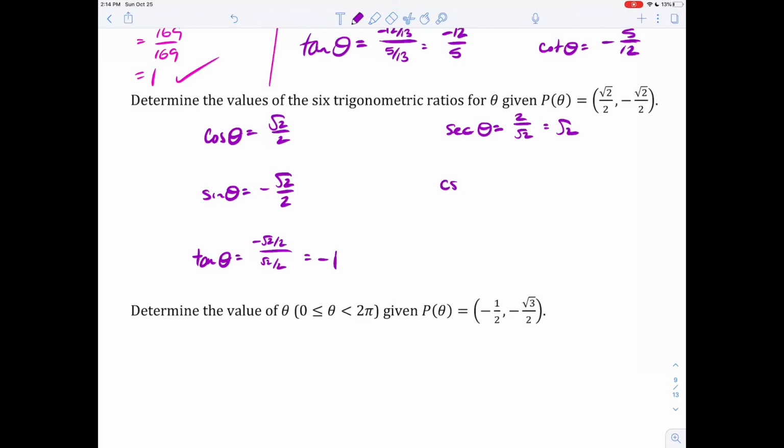Cosecant of theta is the flippy-do of that. So negative 2 over root 2, which if you simplify is negative root 2. And cotangent of theta is the reciprocal of negative 1, which is just negative 1. Ta-da!